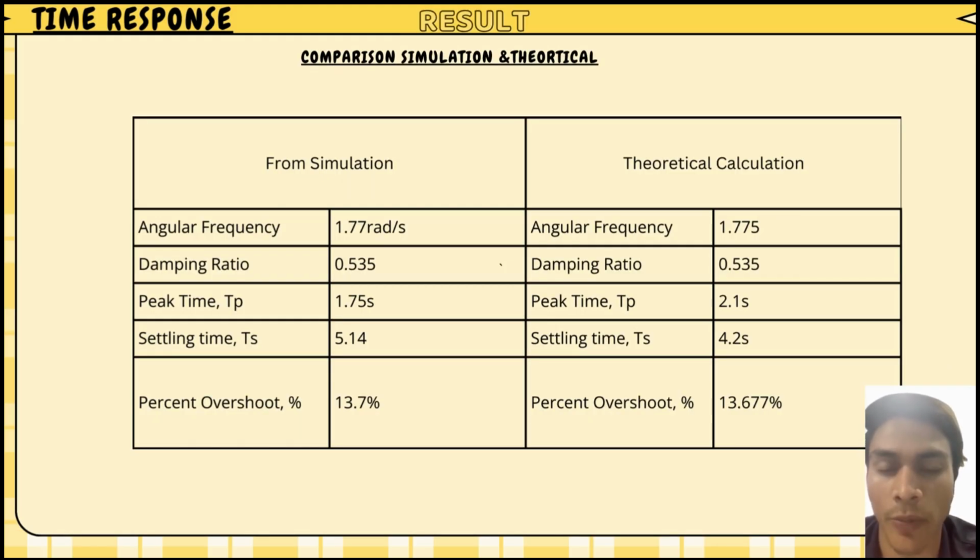So here we have the comparison between the simulation and theoretical results obtained. Most results show similar values, such as the angular frequency of 1.77, damping ratio of 0.535, and overshoot percentage of 13.7, except peak time, where simulation is 1.75 but theoretical is 2.1 seconds, and settling time, where simulation is 5.14 seconds but theoretical is 4.2 seconds. Both show a percentage difference of about 17%, which can be explained by practical simulation details and ideal assumptions in theory.